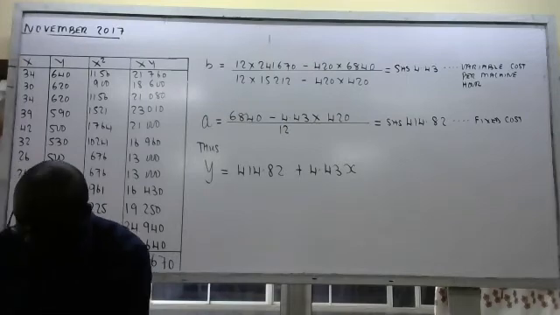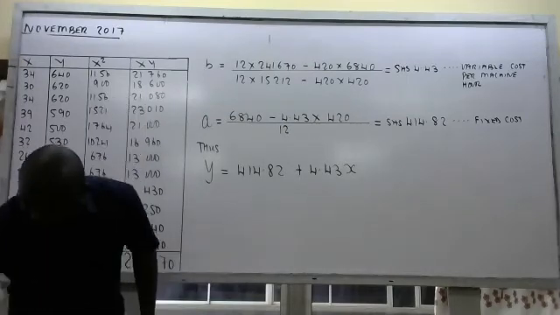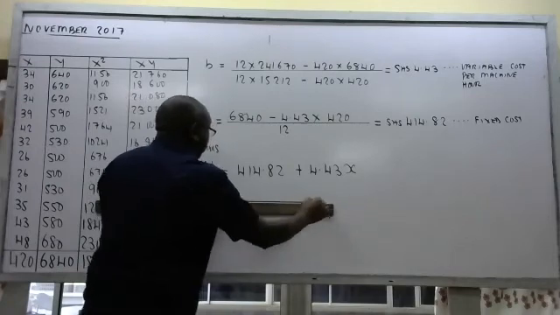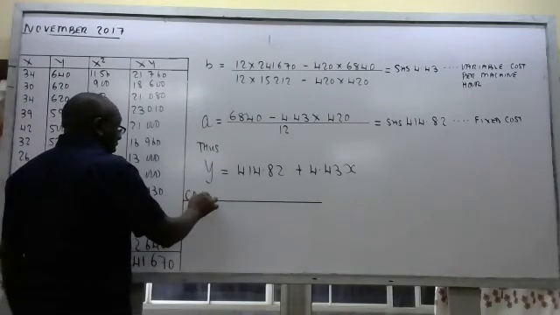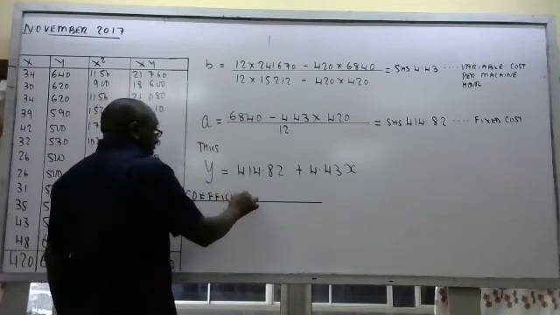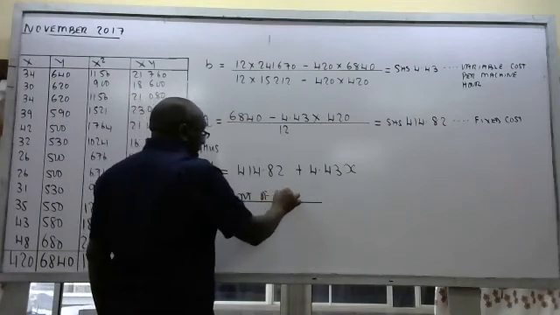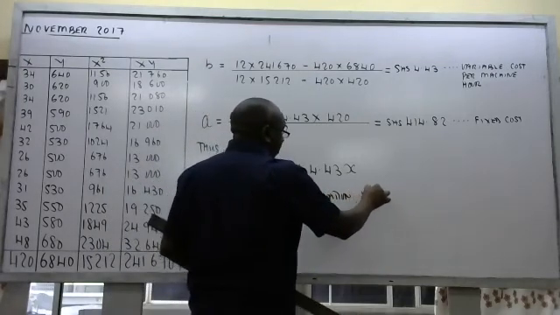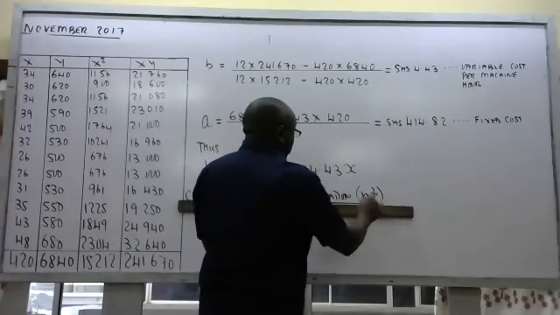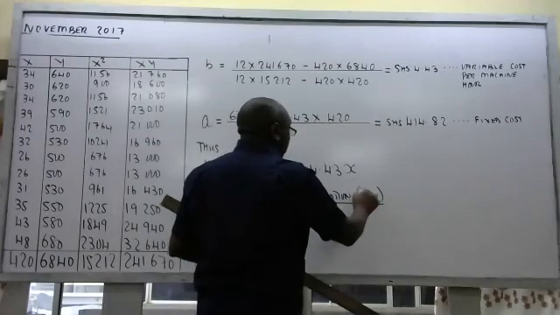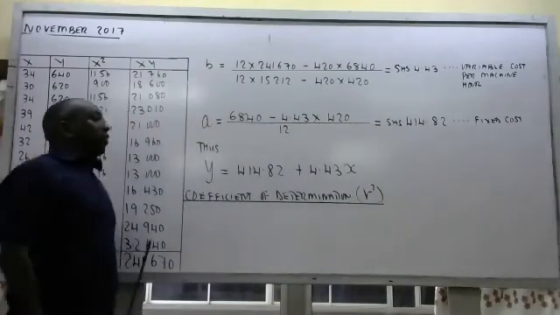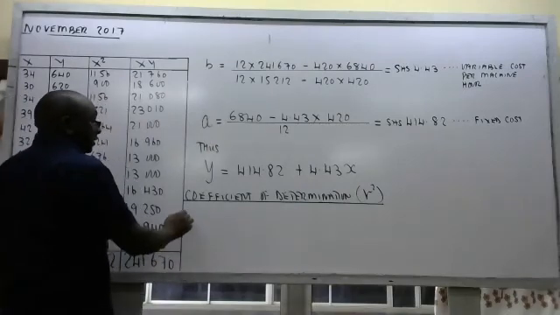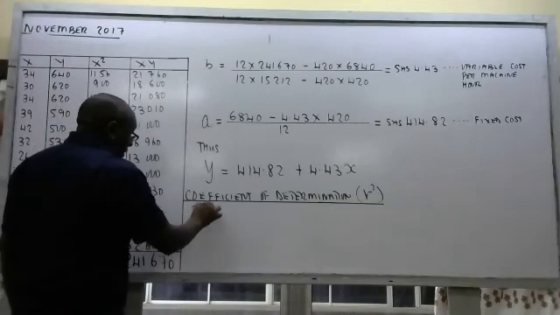the 0.25. That is what we call the coefficient of determination. So these coefficients of determination, that is R squared, it is 25%.